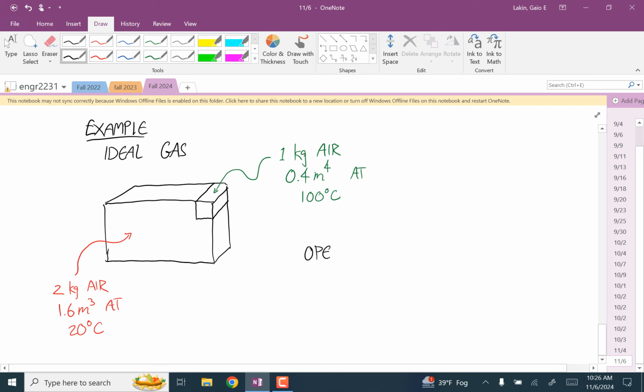So we're gonna open the small box. Cubic meters, that's the new kind of volume. Okay, open the small box. Let the two mix. And we're assuming that this big box is isolated from the surroundings.